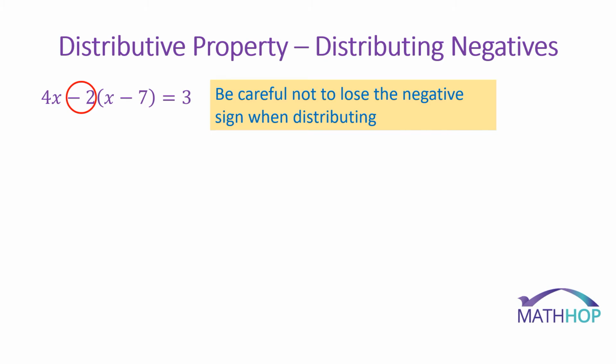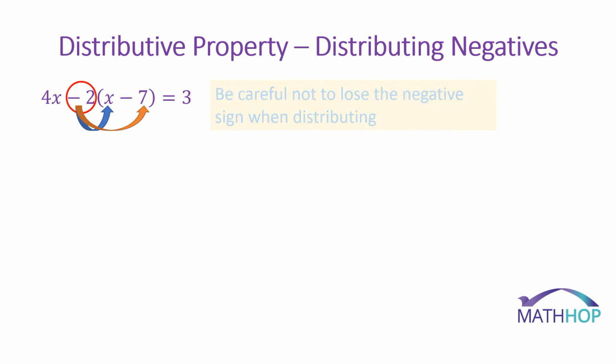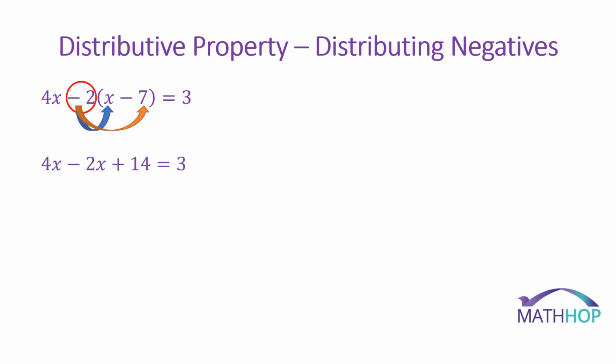Okay? You're going to take negative 2 times x, you're going to get a negative 2x. Negative 2 times negative 7, get a positive 14. So we get 4x minus 2x plus 14 equals 3. Do not lose this negative sign. Otherwise, you have just a floating 2 here, right? You just have a floating negative sign here. It's just easier to grab it and distribute it.